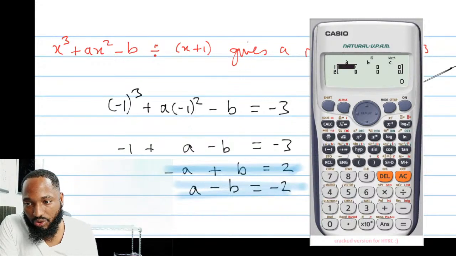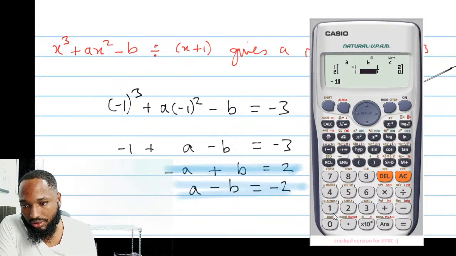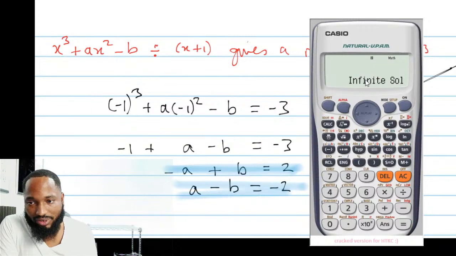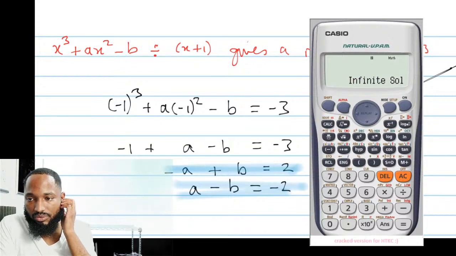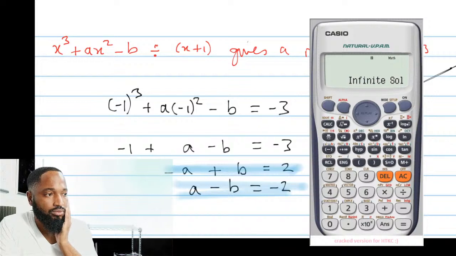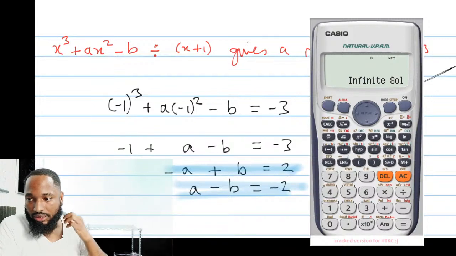So I'm going to press 1. And now I'm pressing the coefficients. So that's negative 1 and 1 equal 2, right? Negative 1, 1, 2. And now I'm doing the second equation, which is 1, negative 1, negative 2. Infinite solution. Right? Infinite solution. Why isn't it, if you understand that?